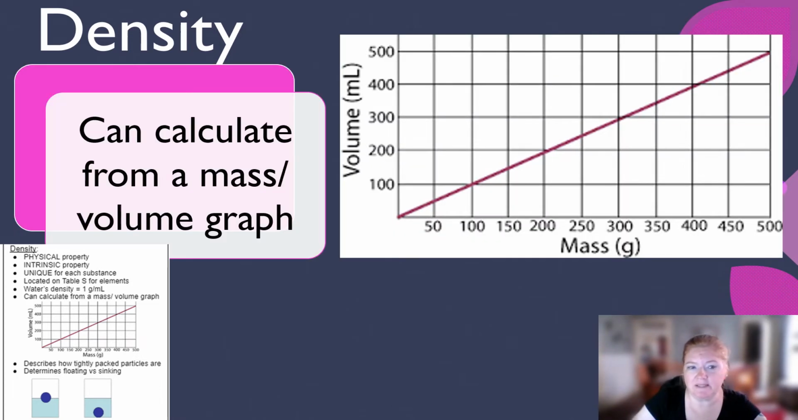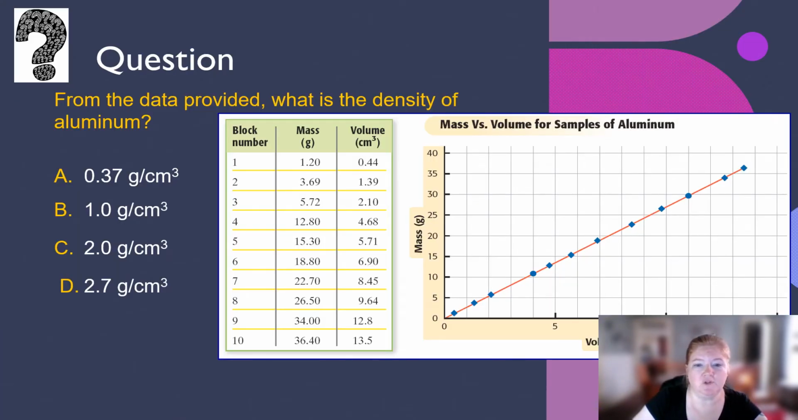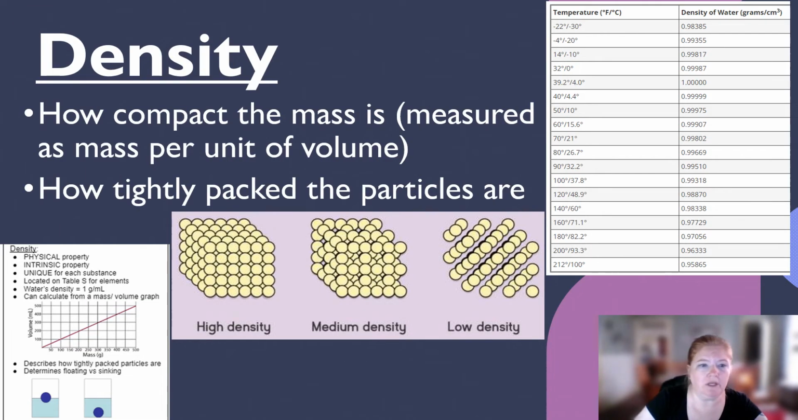All right, what else about density? You can calculate it from a mass volume graph. So you can say, oh, the mass was 100, the volume was 100, mass divided by volume, and find density. All right, so density tells you how compact the mass is. So how tightly those particles are, because remember it's mass divided by volume. So it's how much mass is in the volume.